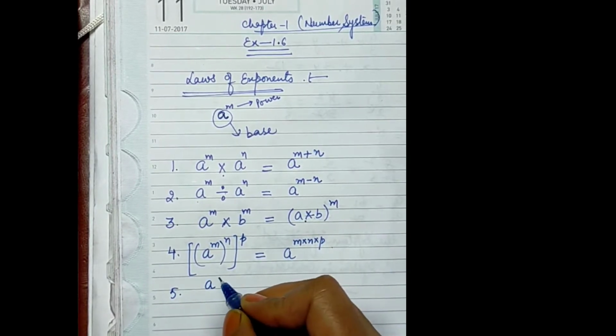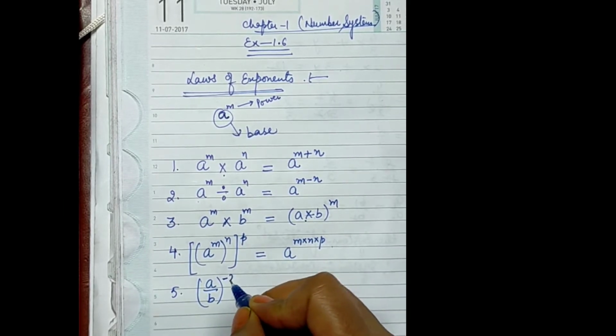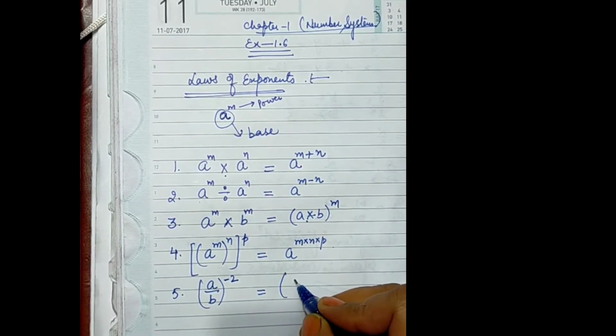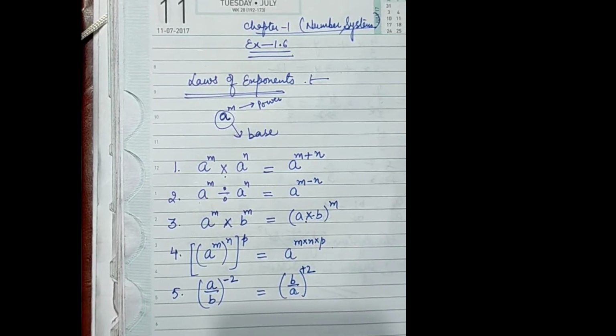If a base has a negative power, we will write its reciprocal, b over a, to make the power positive.